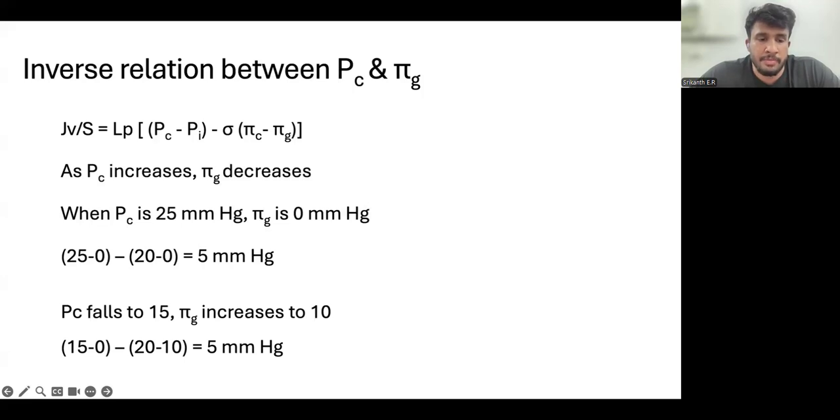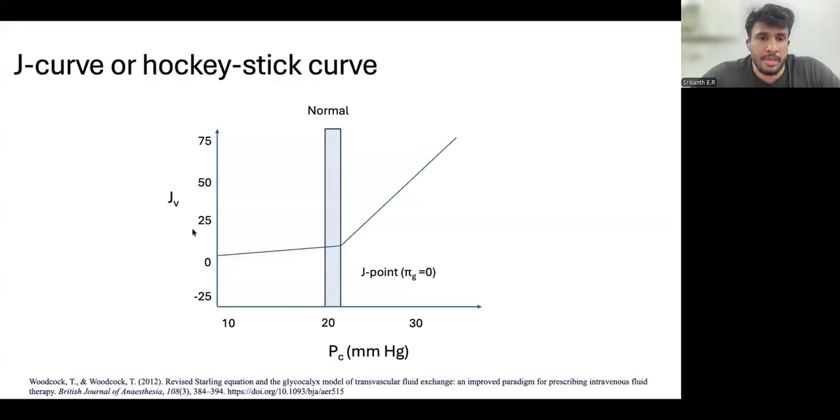So what happens is when there is a drop in capillary hydrostatic pressure, the oncotic pressure also changes, so the net filtration pressure does not change at all. So this leads us to a graph between the filtration and the capillary hydrostatic pressure. What you're seeing on the y-axis is the filtration pressure, and on the x-axis is the hydrostatic pressure of the capillaries.